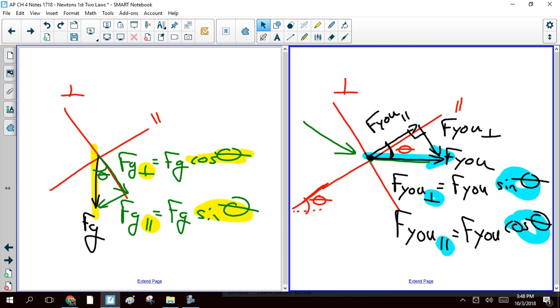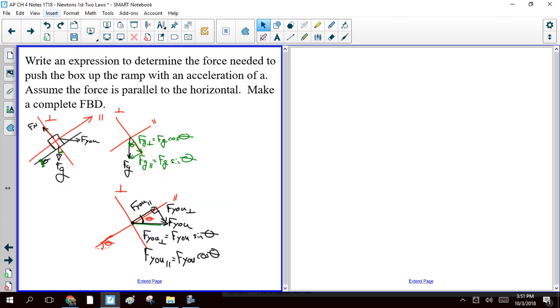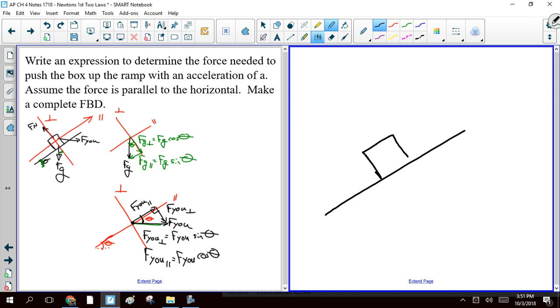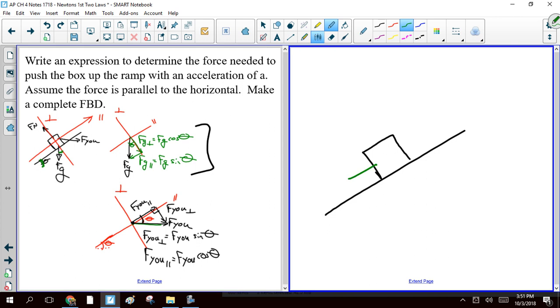So I'm going to pause for a minute and let's consolidate all this stuff. All right, so here we go. So all I did was I kind of took everything and smooshed it onto one page. So let's see if we can make a free body diagram with all of our components. So here's my ramp, here's my box. What forces are there? Well, there's normal force, FG, and FU. So our FG, we're going to replace with these two guys, right? So there's FG parallel.